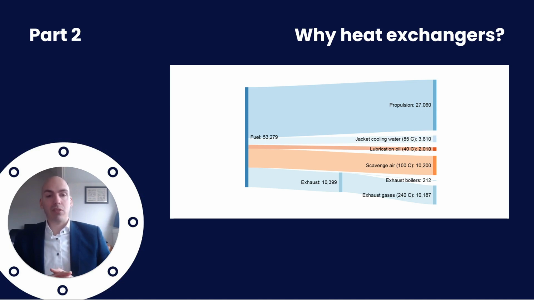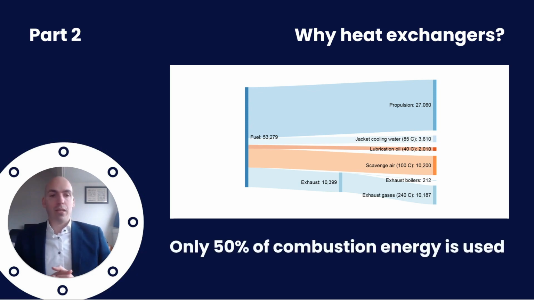That heat is partly going into the jacket cooling water of the engine, lubrication oil and scavenge air for the diesel engine. Those are low temperature heat sinks, and those are less suitable for heat exchangers. But we also have exhaust boilers, which are used to heat the fuel in most cases, and the rest of our exhaust gases, which we are focusing on at the moment. Even then, if you have heat sources that are not suitable for heat exchangers, we still have almost 10 megawatts of power going straight out of the exhaust. So in most cases, about 50% of your combustion energy is used for propulsion. That's why heat exchangers make a lot of sense, especially for diesel electric vessels.